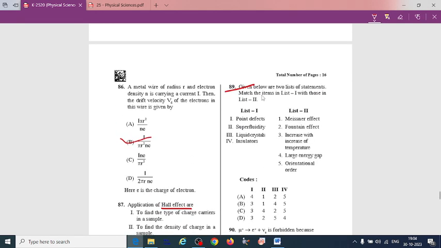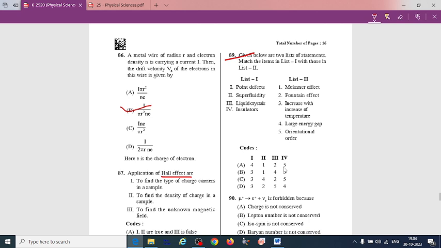Then the next question: given below are two lists of statements. Point defects, superfluidity, liquid crystals, insulators. If we read these options, Meissner effect, fountain effect, then the correct option is D here. So point defects are 3, that is, they increase with increase of temperature. Superfluidity is 2, fountain effect. Liquid crystals, 5th, orientational order. Insulators, 4th one, large energy gap. So option D.